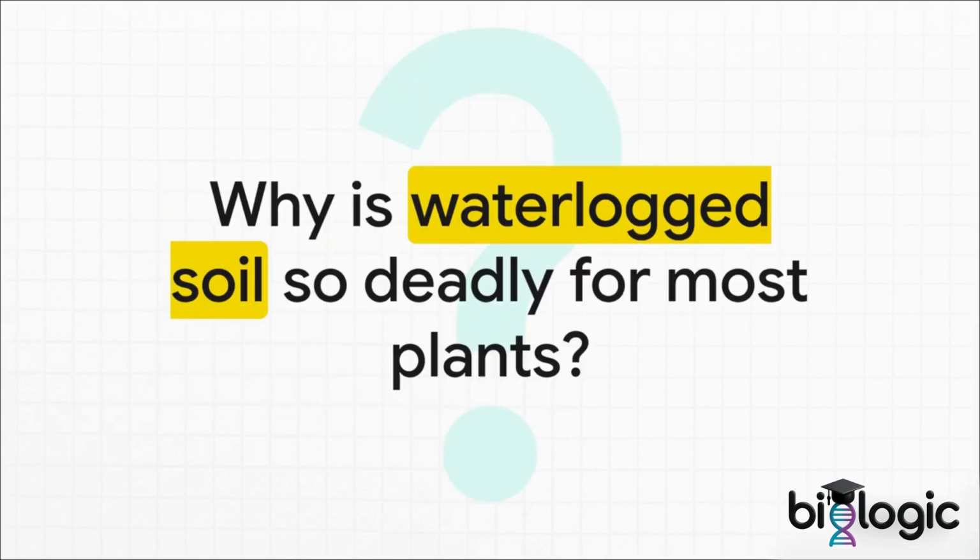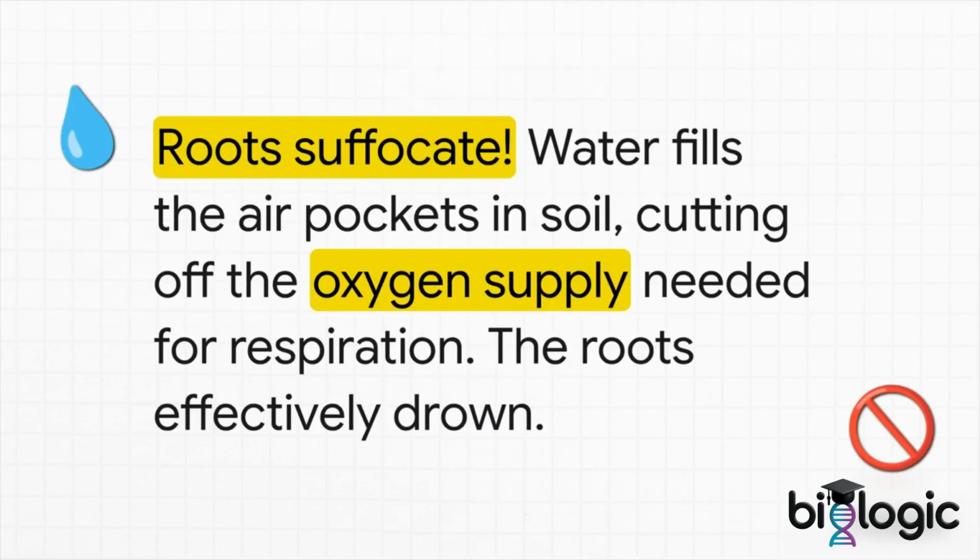So, knowing this actually solves a really common mystery for anyone who's ever tried to keep a houseplant alive. Why is overwatering so bad for them? The answer is really simple. You're suffocating their roots. When the soil gets totally waterlogged, all that water fills up the little air pockets the roots need to get oxygen. Without oxygen, the root cells can't do respiration, they can't make that ATP energy, and they literally drown.